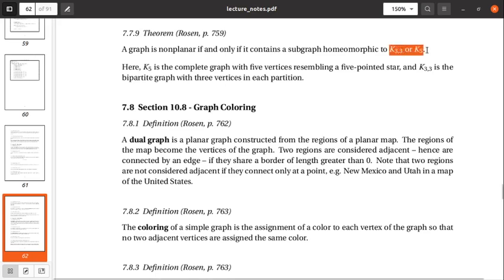Well, it's a little hard because I don't have this drawn. I should really add that to the notes.